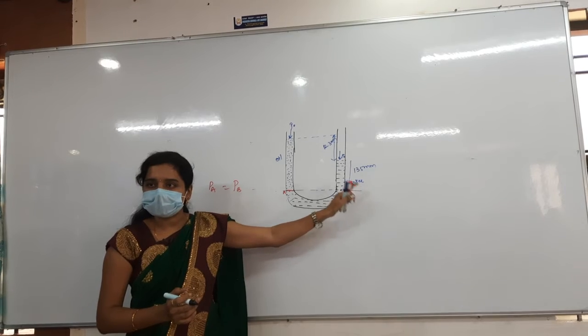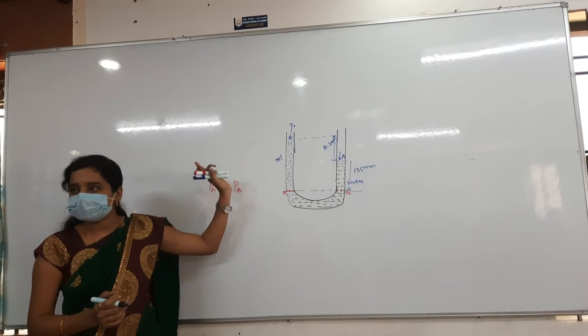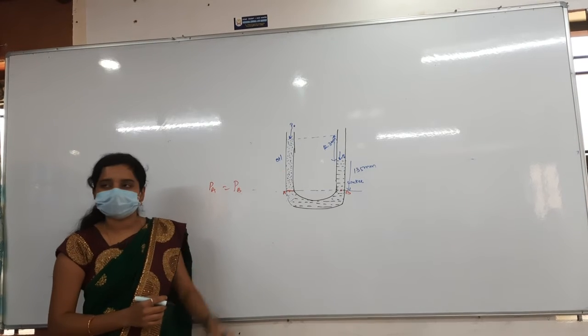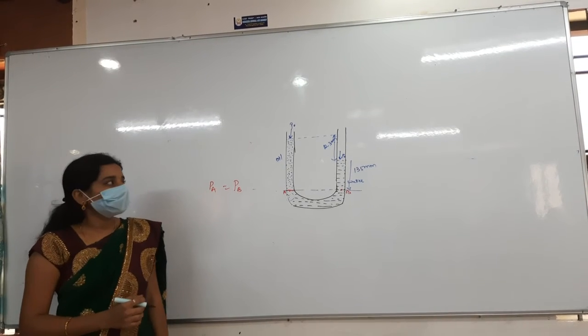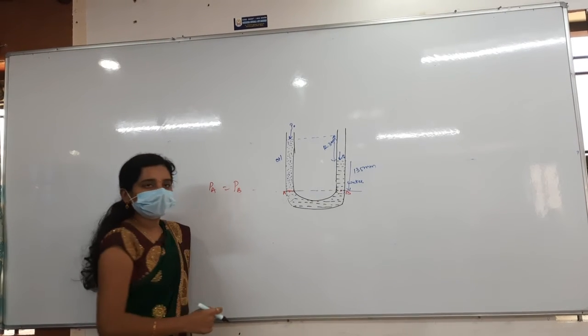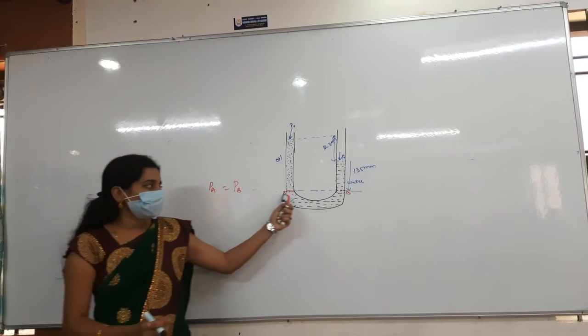Nothing but water is there. In the left side arm, what is there? Oil is there. Both are having different densities. You have to find out this oil density only. For that purpose, first of all you have to take separately pressure at A, separately pressure at B and equate both. Why? Because both are at the same level.